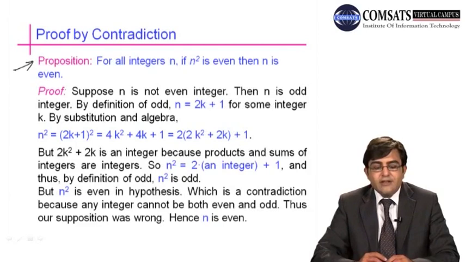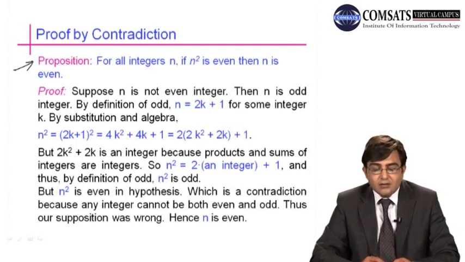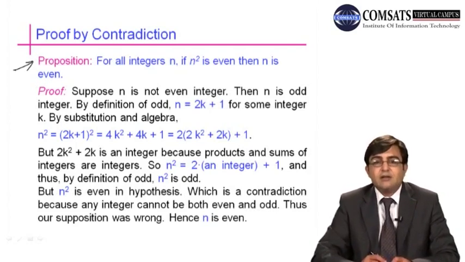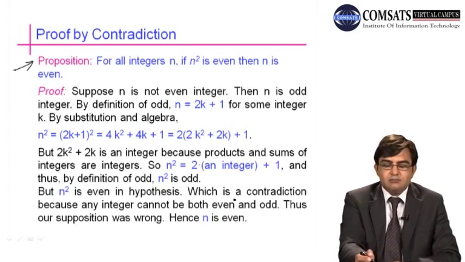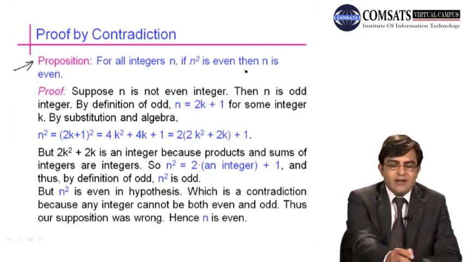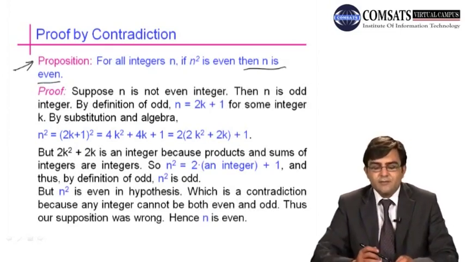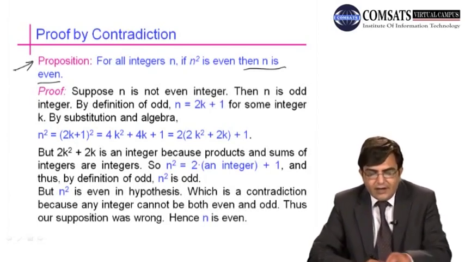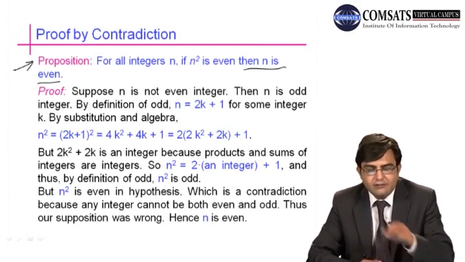So for all integers n, if n square is even, then n is even. This is the same statement. We are now going to prove the statement by using the method of contradiction. So we suppose again that what we have to prove, n is even, is false, or not q of x is true. We suppose that n is not even.